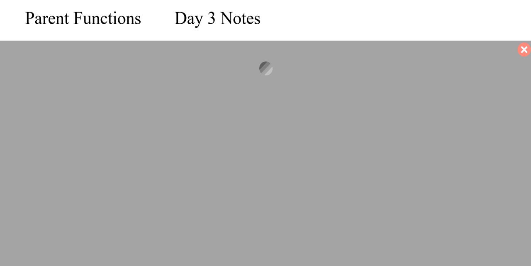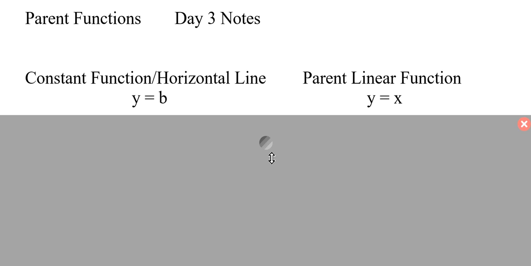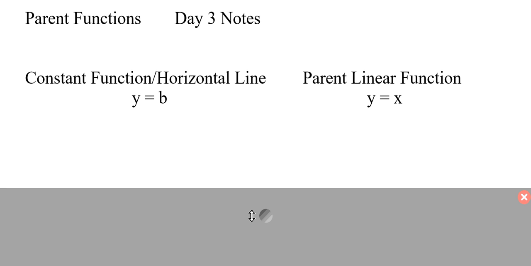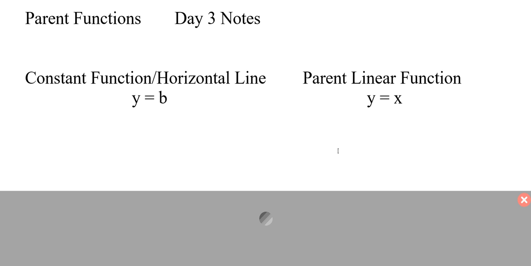In this video, we're going to look at parent functions. We have a couple that we know and a couple that we're going to continue to talk about in class. The first one I want to talk about is just a constant function, or a horizontal line. An example of this: if we have y equals 0, then we just end up with this horizontal line at 0.